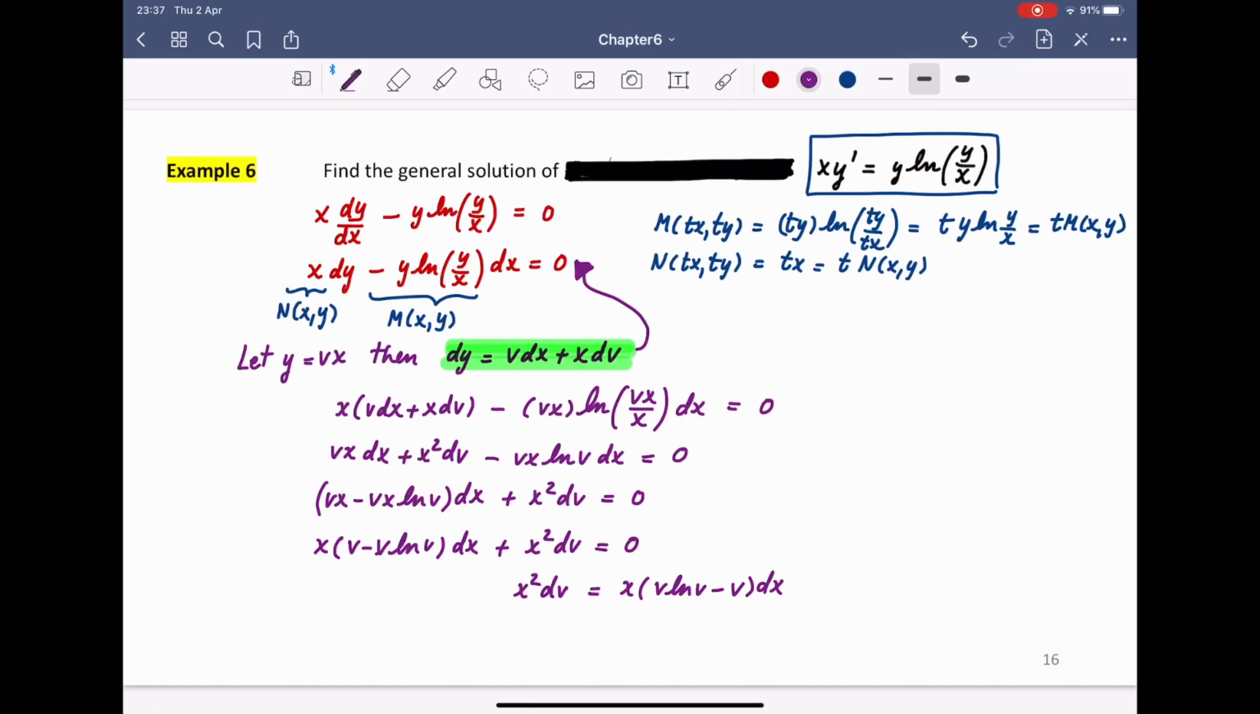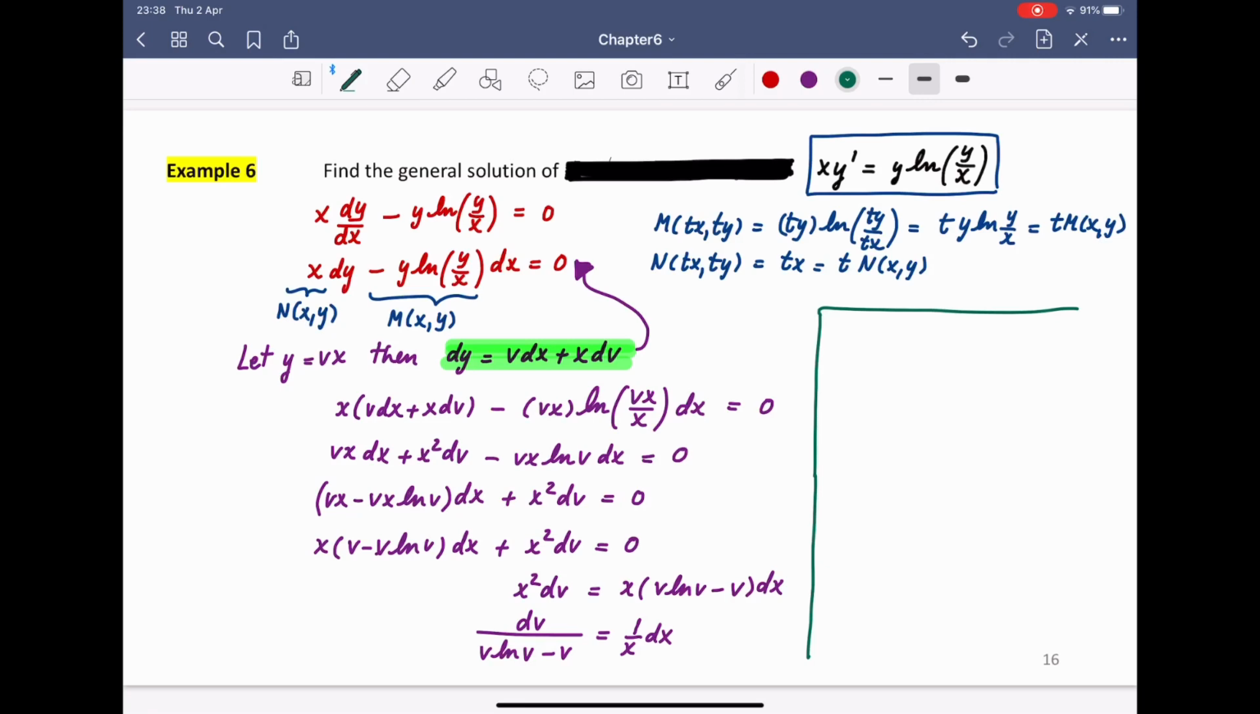And then after that, this thing is dv over v log v minus v, and then on the right hand side you have 1 over x dx. Now you're ready to integrate. To integrate this separable equation, you can follow this step.